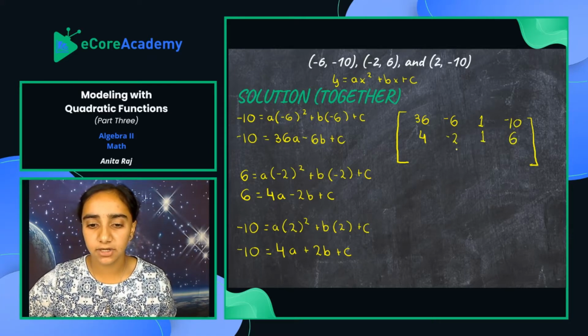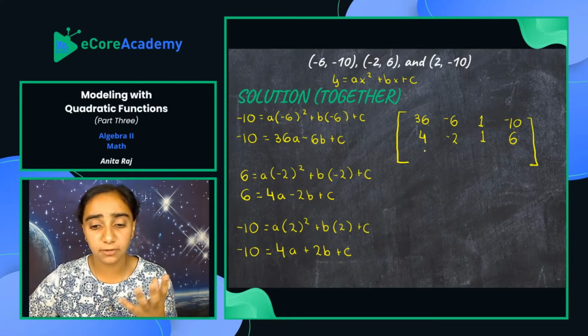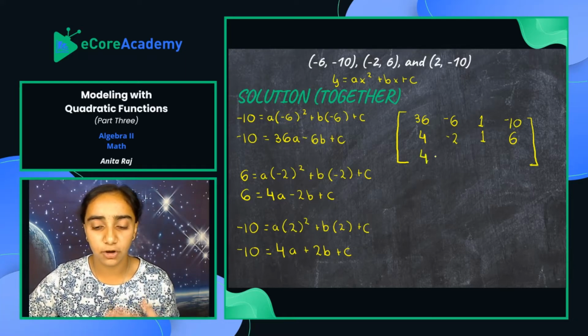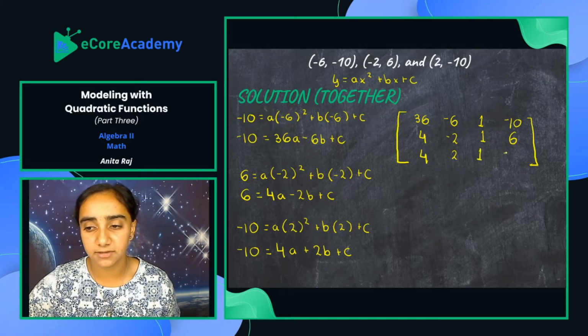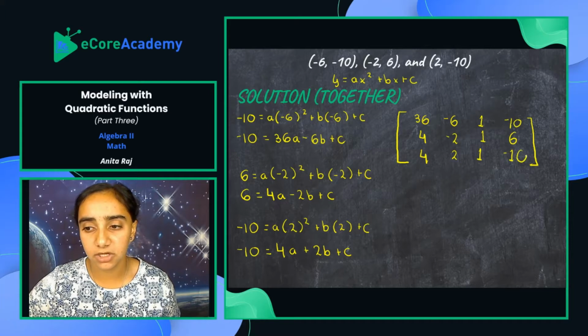And for our last equation, coefficient of our a variable is, again, 4. Coefficient of our b variable is 2. Coefficient of our c variable is positive 1, and this is all equal to negative 10. So that is how we got the matrix. We wrote it all out.